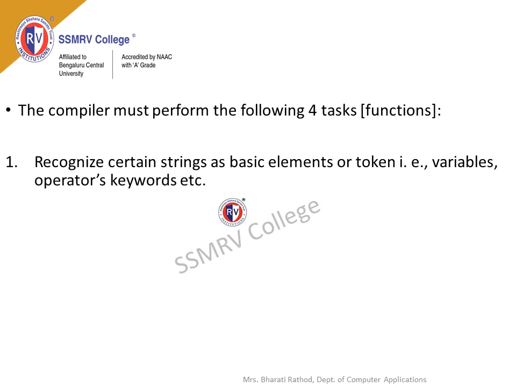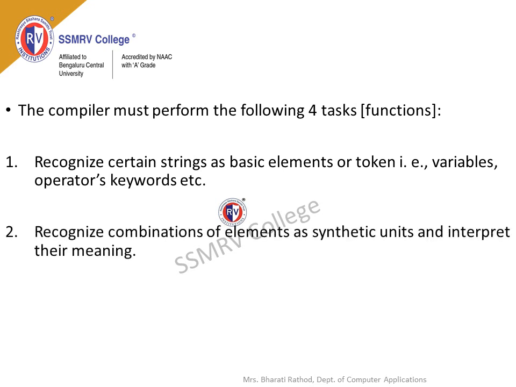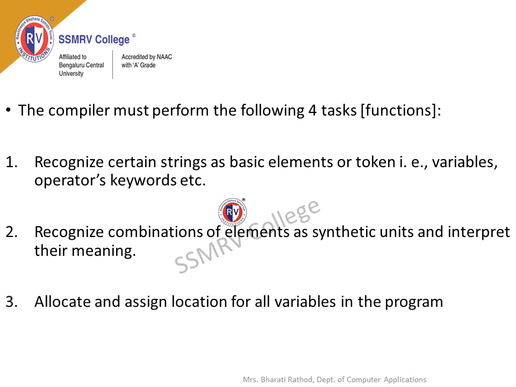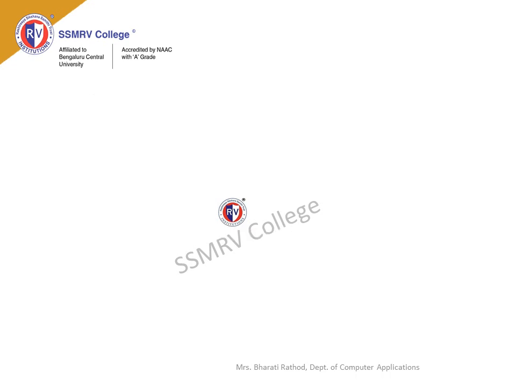The compiler must perform the following 4 functions. Recognize certain strings as basic elements or tokens, that is variables, operators, keywords, etc. Recognize combinations of elements as syntactic units and interpret their meaning. Allocate and assign locations for all variables in the program. Generate the appropriate object code.